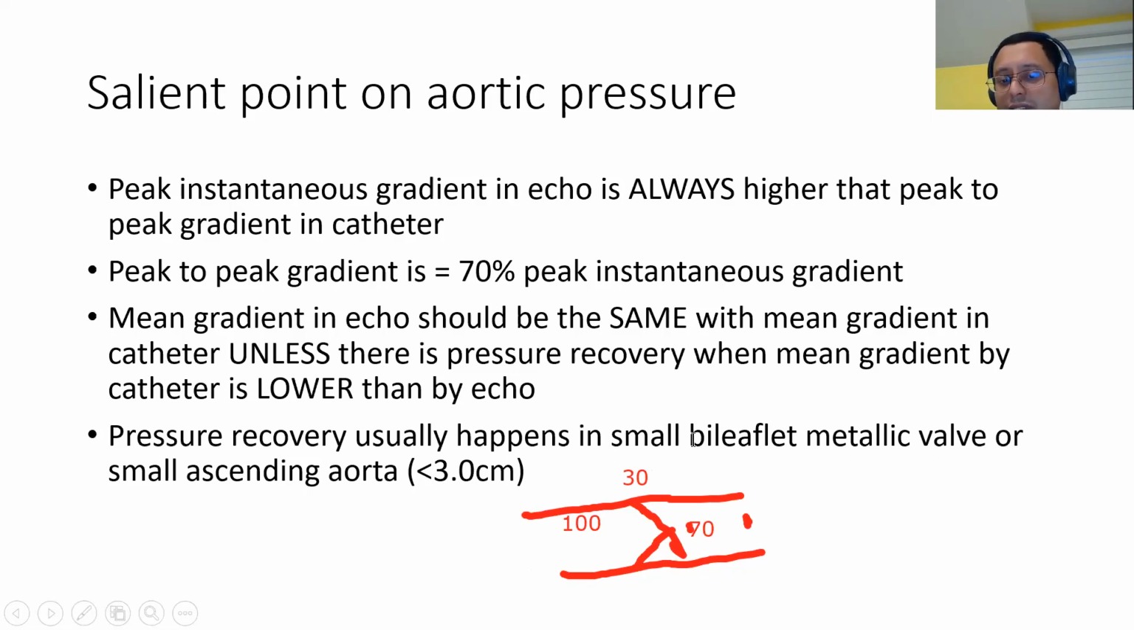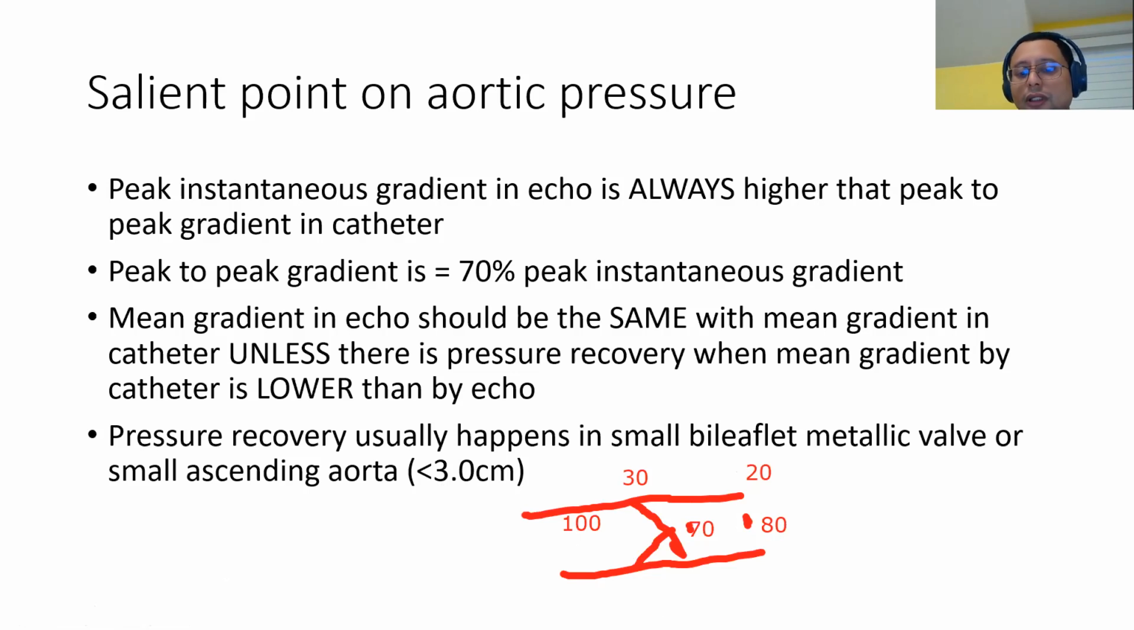Now, if you have a small bileaflet valve or small ascending aorta, this 70 millimeter mercury, if you measure here, will no longer be 70. It will go up some more. So let's say you measure and here it becomes, for example, 80. So the gradient that you measure is 100 over 80, so that will be 20 there.